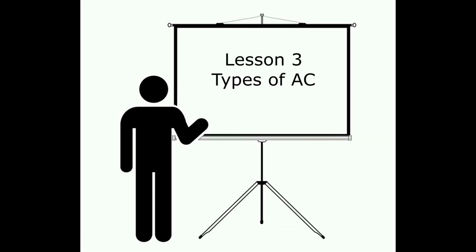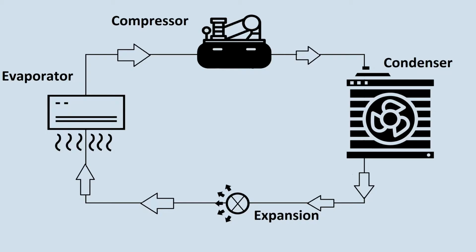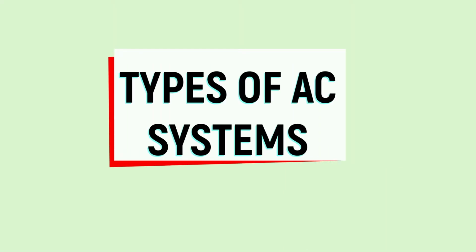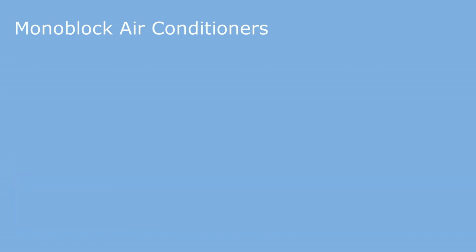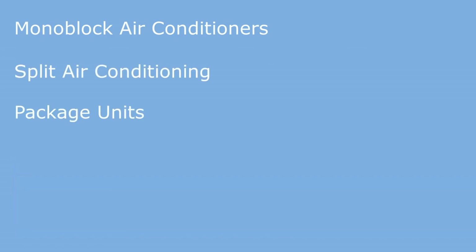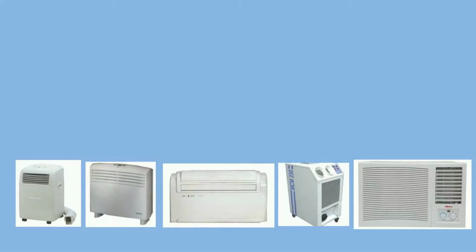Lesson 3, Types of AC. In the previous lessons, we've discussed the refrigeration cycle. In this lesson, we're going to discuss the types of AC. So we have many families in ACs. We start off with the monoblock air conditioner, and then we have the split air conditioner, the package unit, the VRF and VRV, the VAV, and the chillers.